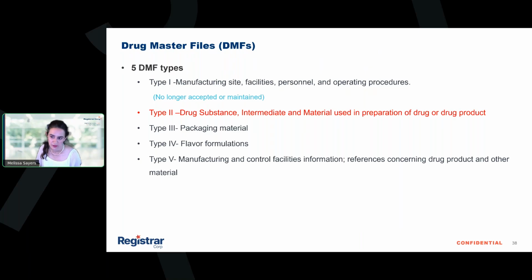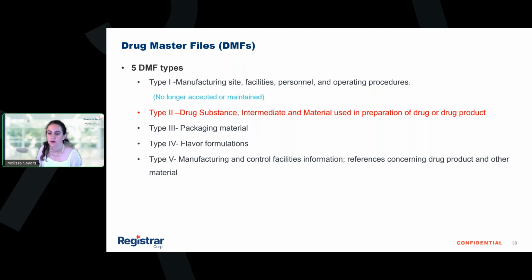Traditionally, there were 5 types of master files that FDA accepted. Type 1 is no longer accepted or maintained. It used to contain information about the manufacturing facility, specific people, and specific procedures. Now this information may be provided in type 2, 3, 4, or 5.